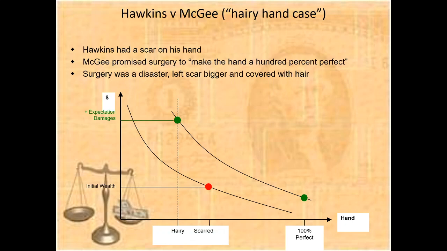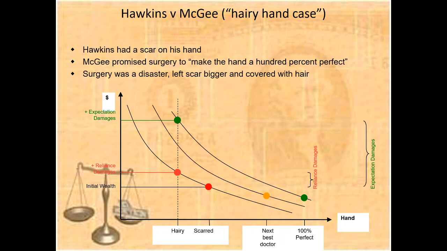So your expectation damage would in this case be very high, because the hand is hairy, so you have a very high expectation damage. Whereas if you have reliance, then your reliance damage is this much. And then you have a very different one, opportunity cost.